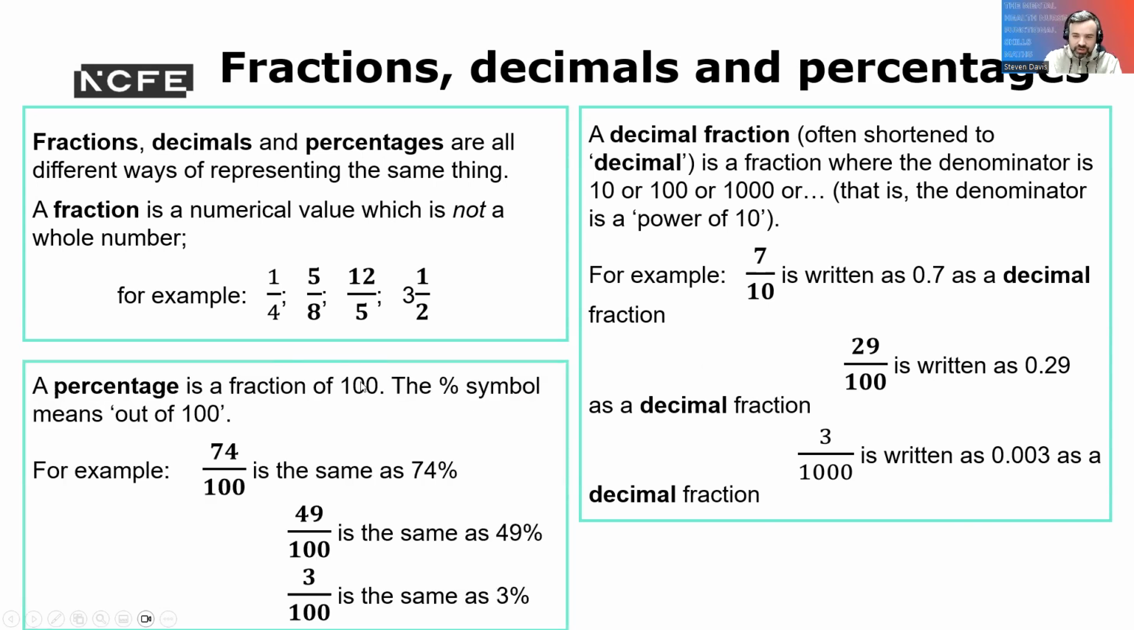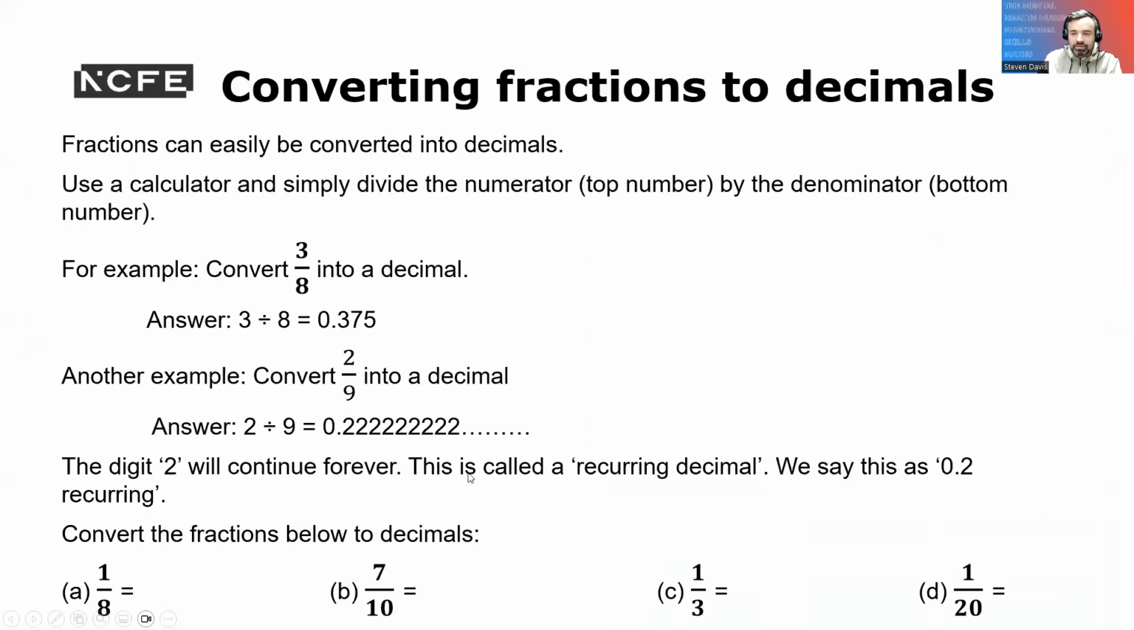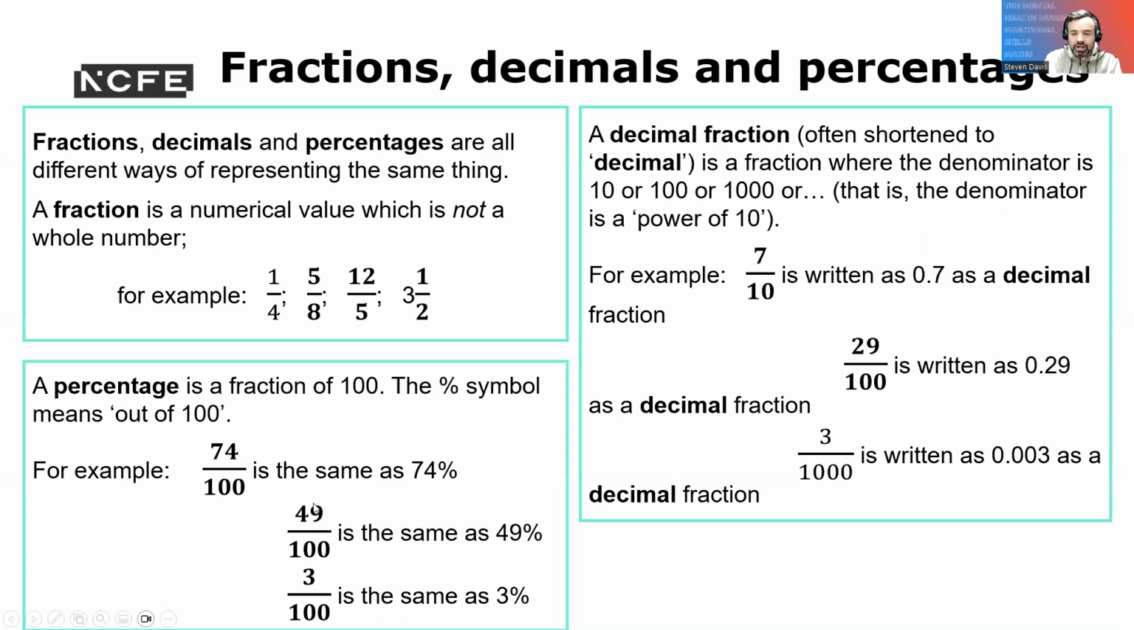A percentage is a fraction out of 100, so the percent symbol means out of 100. So for example, 74 over 100 is the same as 74%. And 3/100 is the same as 3%. So that's nice and easy, that one.